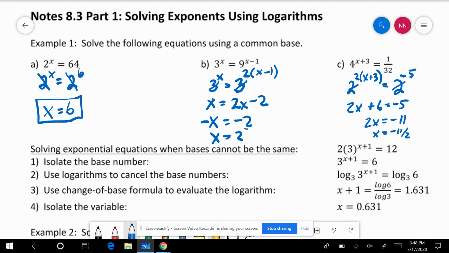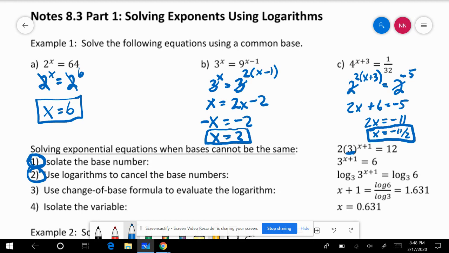So as you can see in each one of these cases, we found the common base and we were able to solve it. Now, we're going to be looking at problems where they don't have a common base. So the first thing that we have to do is isolate the base number. What I mean by the base number is the number underneath the variable. So 3 is our base number in this case. Once we isolate the base number, we're going to use the logarithm to cancel the base numbers.